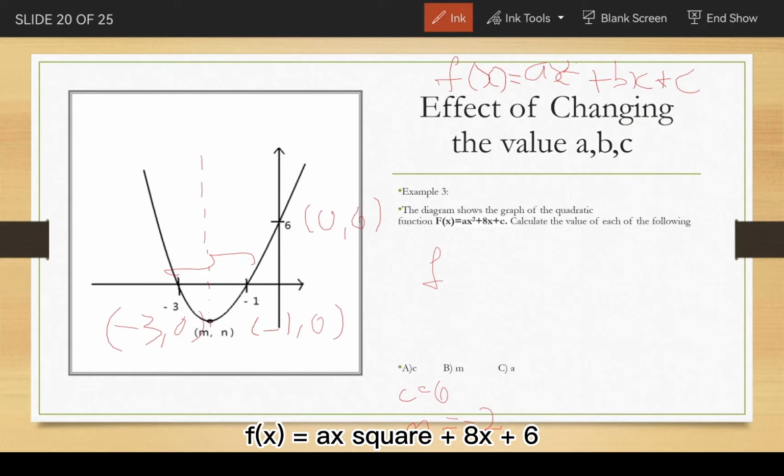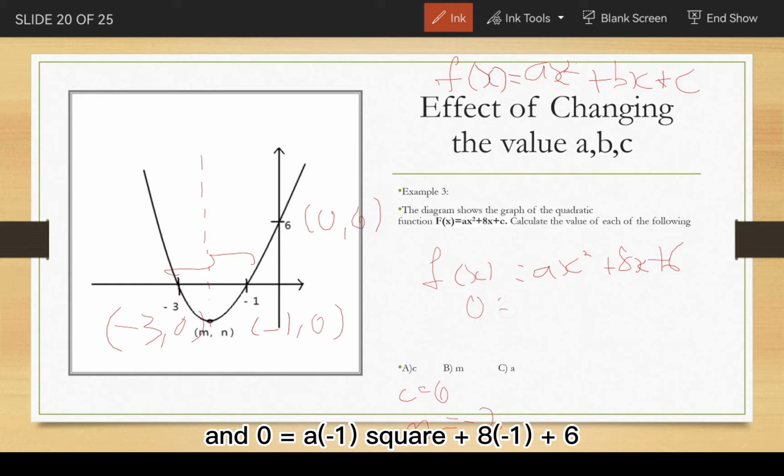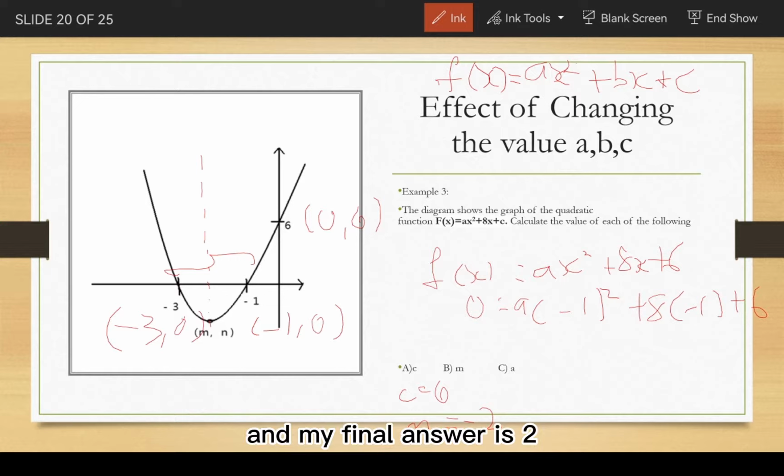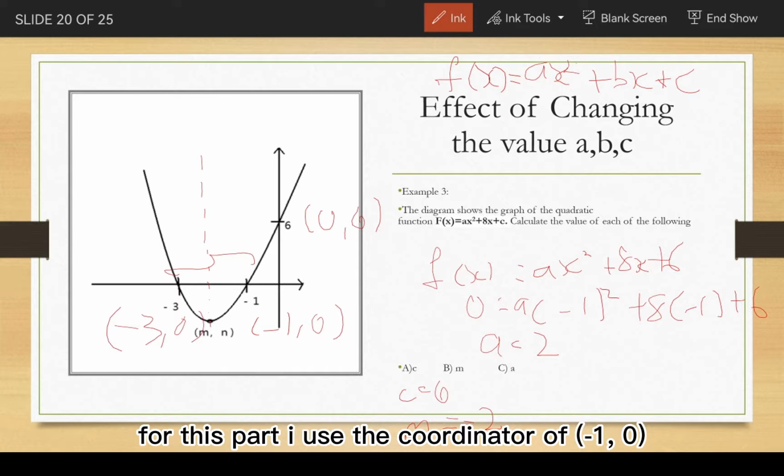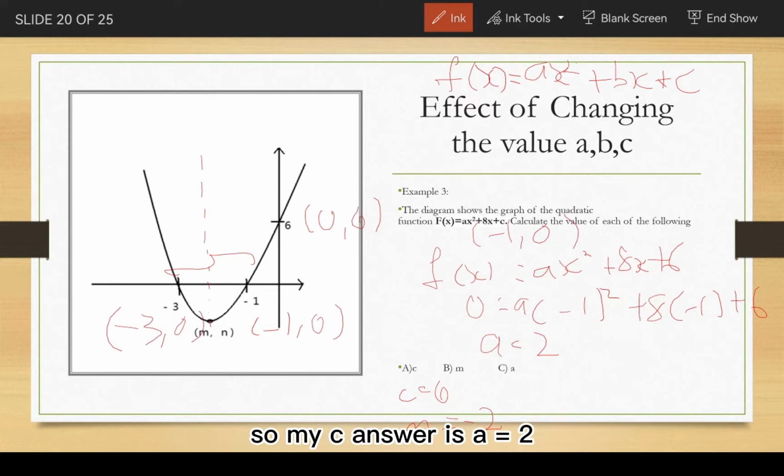fx equal ax squared plus 8x plus 6, and 0 equal to a(-1) squared plus 8(-1) plus 6. And my final answer is 2. For this part, I use the coordinate of -1, 0. So my C answer is A equal to 2.